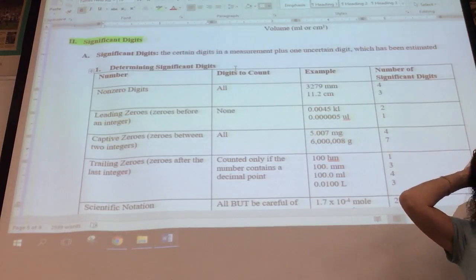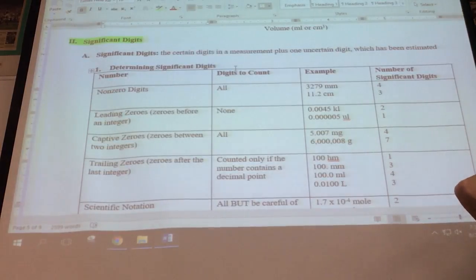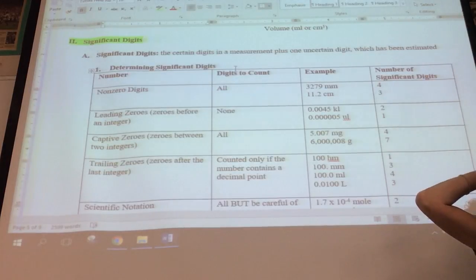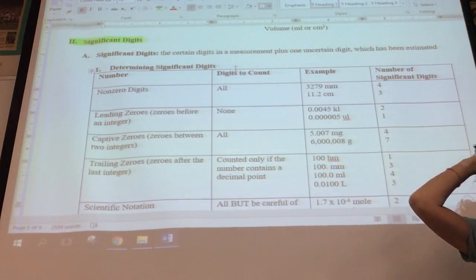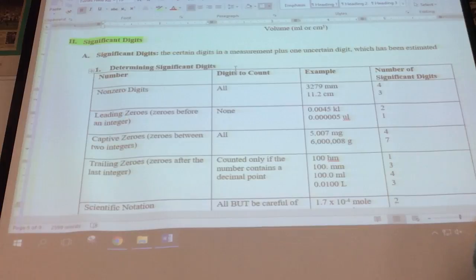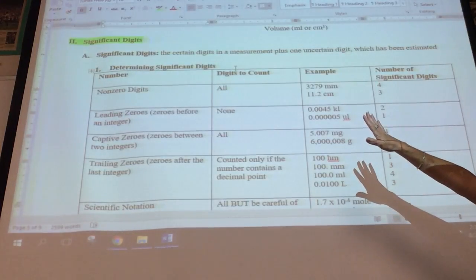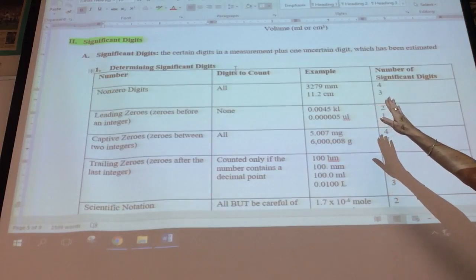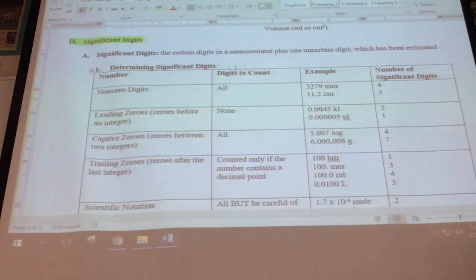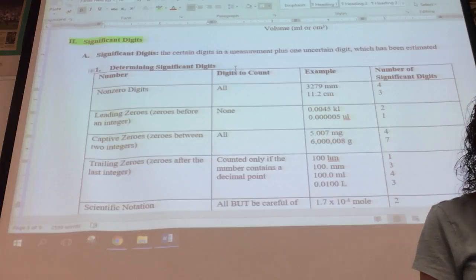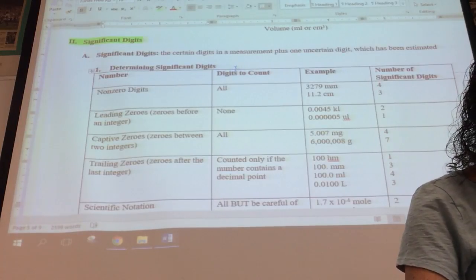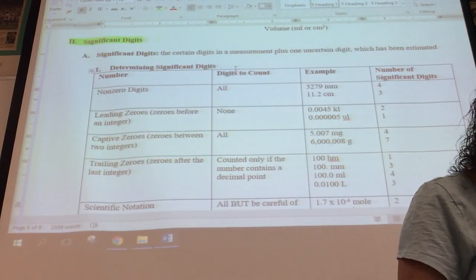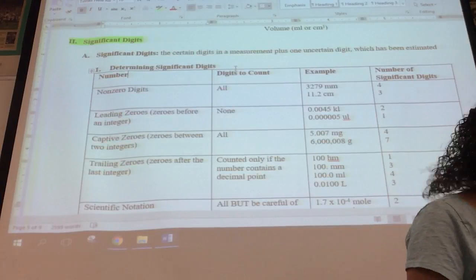When I see a certain term in chemistry and I look at the definition, sometimes it really doesn't make sense to me without some type of visual, and that's what I'm going to try and do for you. So significant digits, it says the certain digits in a measurement plus one uncertain digit which has been estimated. And I find that to be very confusing. It's not very clear to me what that means.